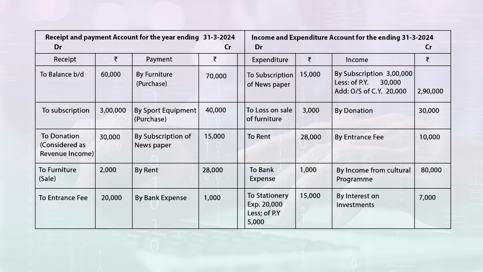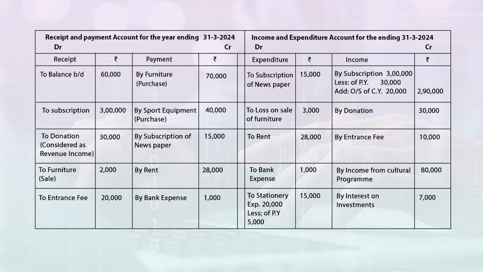Now focus on the credit side of the income and expenditure account. The amount displayed is 2,90,000. This difference is due to the adjustments made for subscription amount related to the previous and current years. From rupees 3 lakh received, rupees 30,000 which pertains to the previous year is deducted. Then outstanding subscription amount of current year rupees 20,000 is added. The total amount in case of income and expenditure account comes down to rupees 2,90,000.